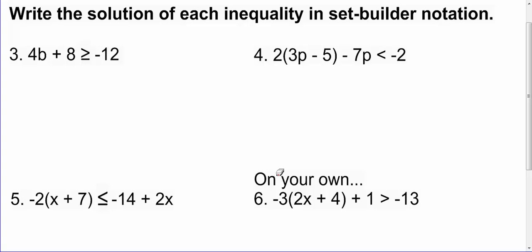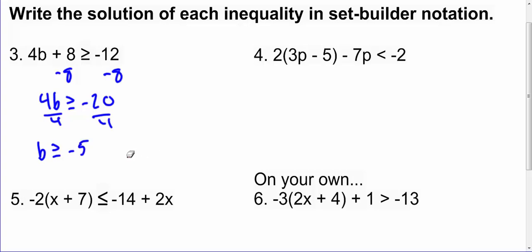Write the solution of each inequality in set builder notation. So I'm going to do the algebra pretty quickly here. 4b is greater than or equal to -20. We of course need to divide by 4. So b is greater than or equal to -5. Okay, so to put this into set builder notation, we would simply say b such that b is greater than or equal to -5, and it's not restricted to be integers or any other particular number set other than it needs to be more than -5. Again, my handwriting is failing me this morning.